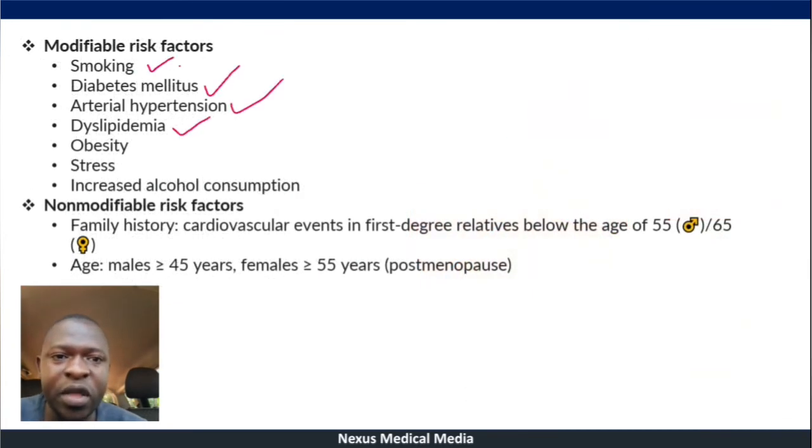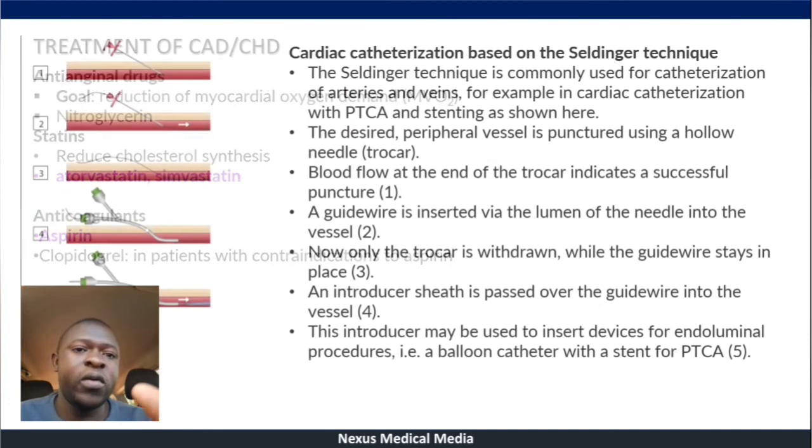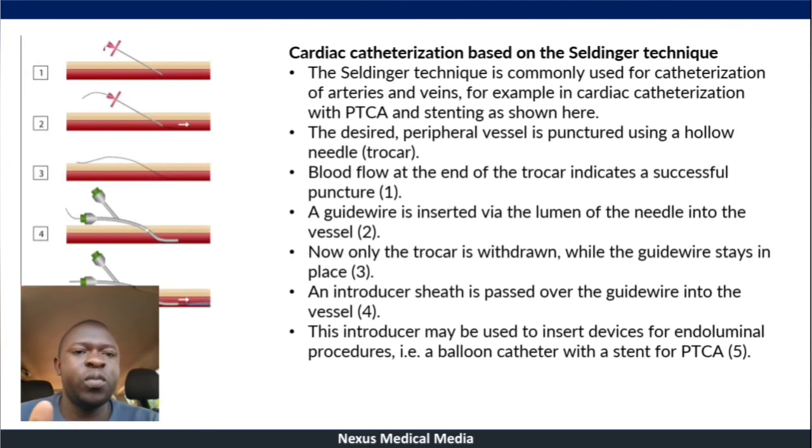We use anticoagulants. This is the medicinal management of coronary artery disease. If the disease is extensive, we can employ surgical manipulations. The first thing is to put in a cardiac catheter. It's called cardiac catheterization. In this case, we're going to use Seldinger's technique.